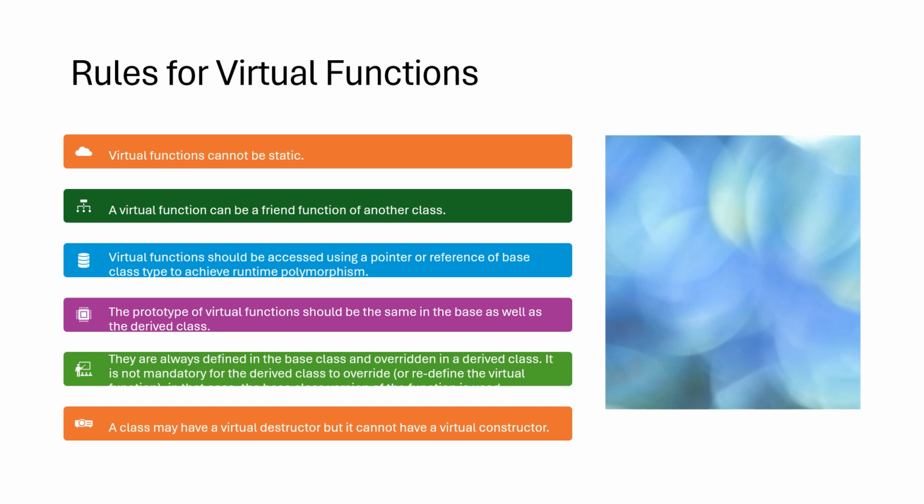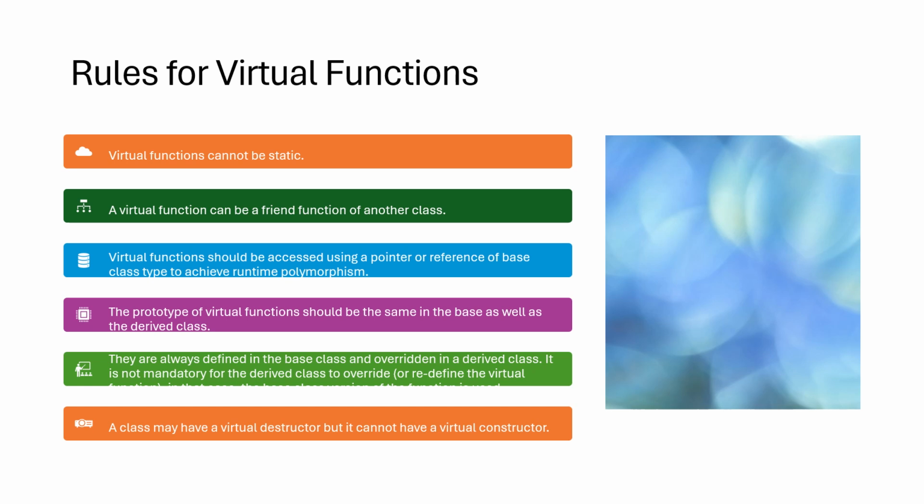A virtual function should be accessed using the pointer or reference of the base class at runtime. So this can be referred to only by the pointer variable. The prototype of a virtual function should be the same in the base as well as the derived class. So the prototype we use should be the same in the base class and the derived class.